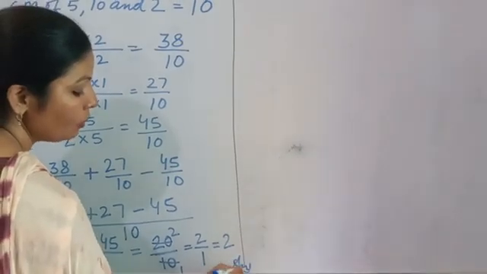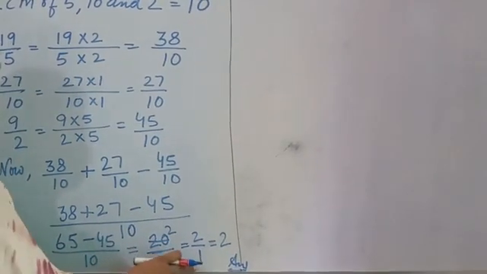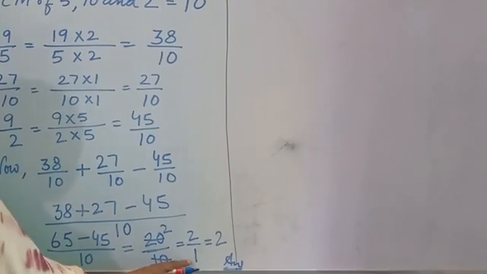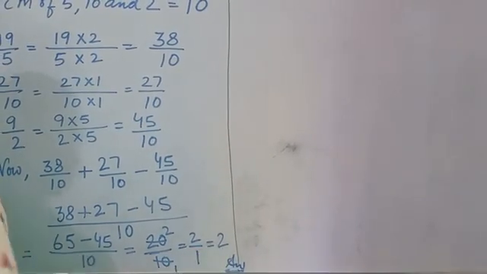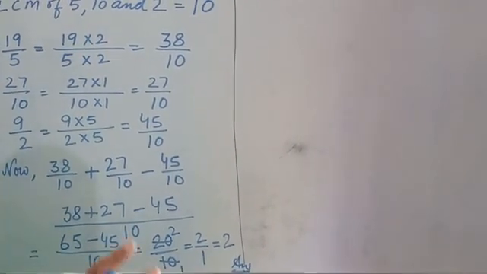2 means 2 upon 1. 4 means 4 upon 1. 1 denominator हम किसी के भी लगा सकते हैं. So there is 1, so we can leave it. So that's equals to 2. 2 is your answer. Okay.